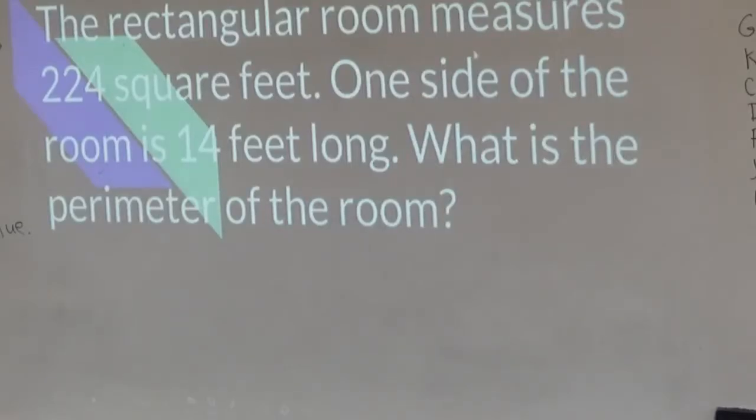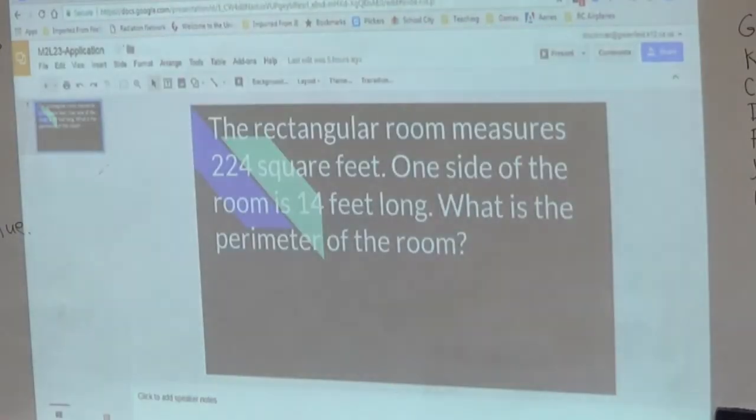The rectangular room measures 224 square feet. One side of the room is 14 feet long. What is the perimeter of the room? 224 square feet, 14 feet long. That's what we know so far.